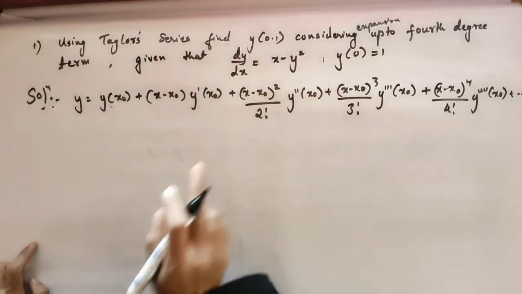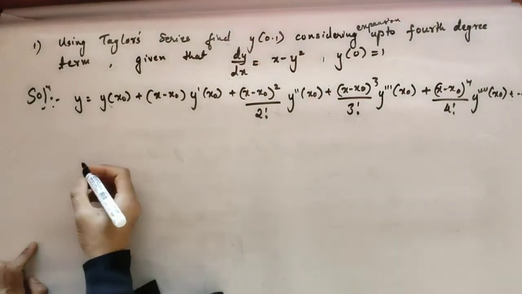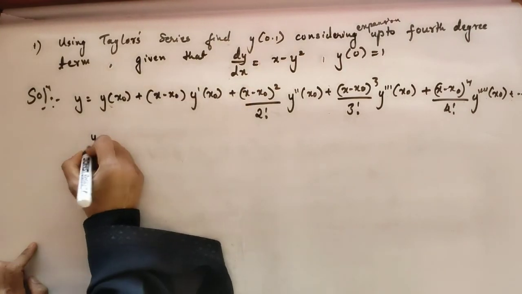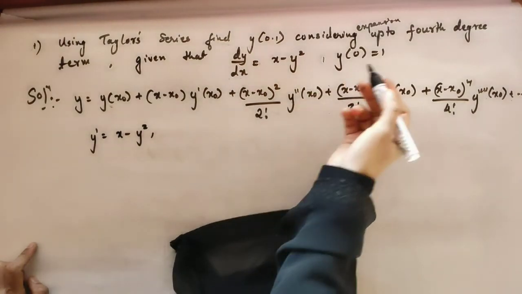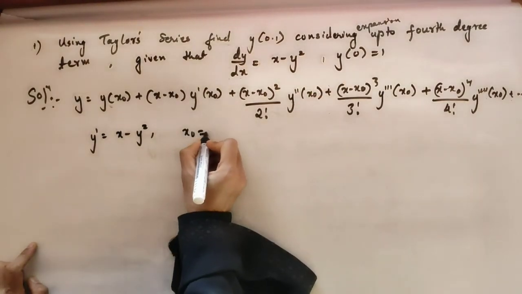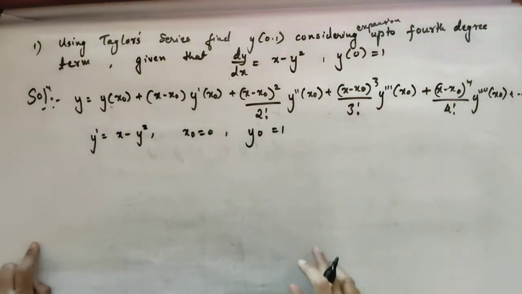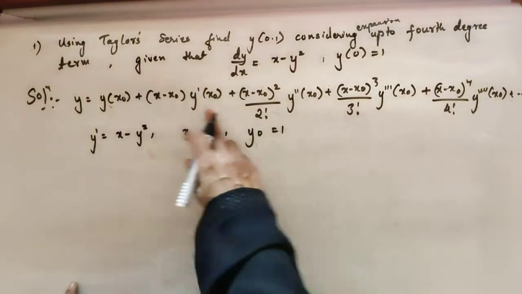Apart from that, we should also mention what the given things are. The given thing is dy by dx, which is nothing but y dash. So y dash is equal to x minus y square, with the initial condition y of 0 is equal to 1. It means x naught is equal to 0 and y naught is equal to 1. We are going to substitute those values over here.